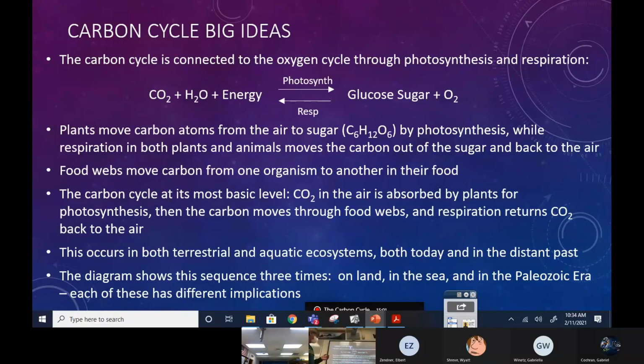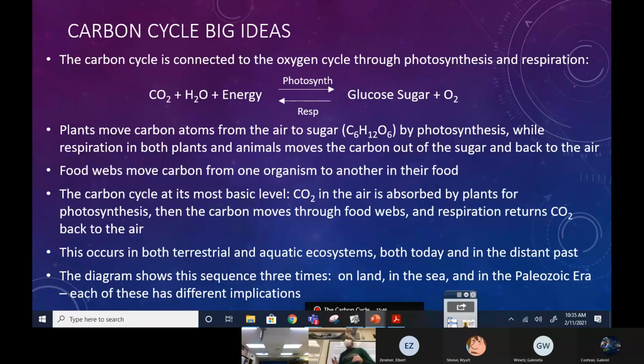So we see these big changes going on in carbon. So look at this carbon cycle at its most basic level. Carbon in the air is absorbed by plants for photosynthesis. Then the carbon moves through food webs. Then respiration returns that carbon to the air in the form of carbon dioxide. And I think one of your questions on the guided notes has to do with this. Describe the movement of the carbon through the food web or something like that, right? Oh, through ecosystems, yeah. So focus on the carbon. Our whole point is to follow what's happening with carbon.